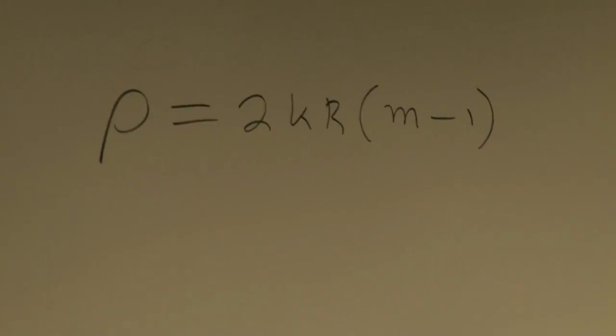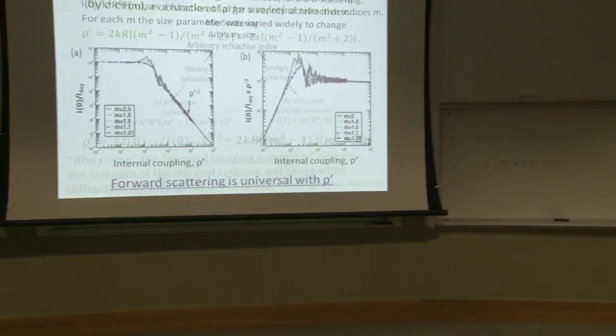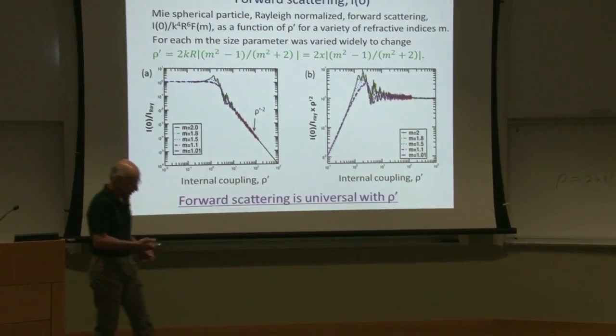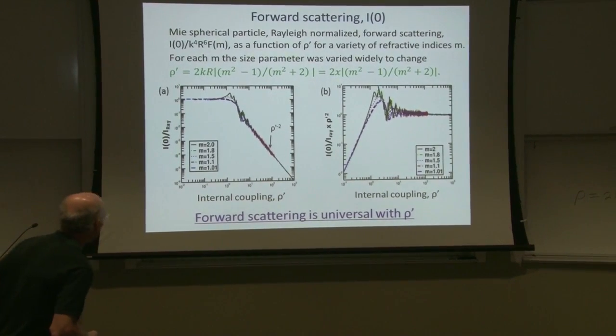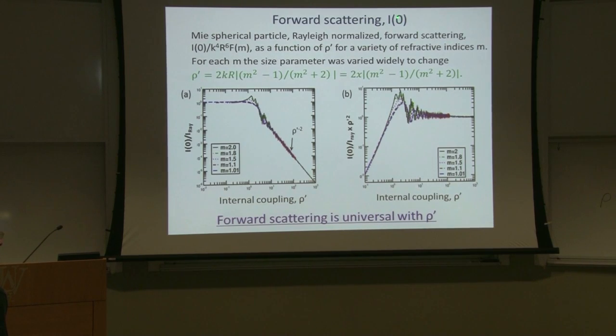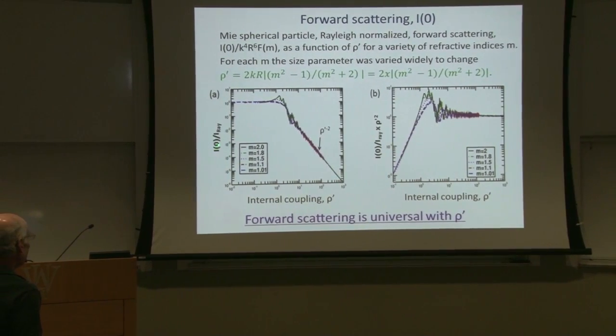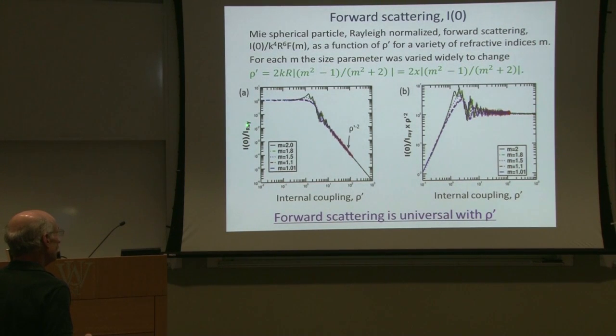And we proved it. So let's take a look at rho prime in action. This is just for forward scattering. We've got forward scattering divided by the Rayleigh cross-section, by the Rayleigh scattering, versus this internal coupling parameter, rho prime.